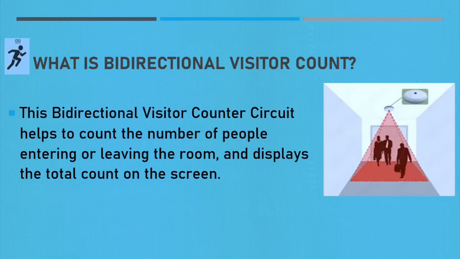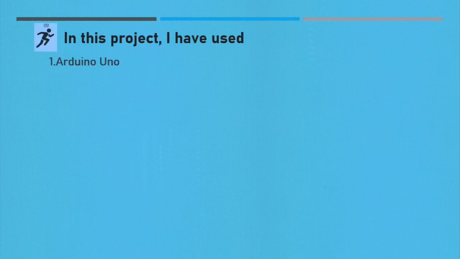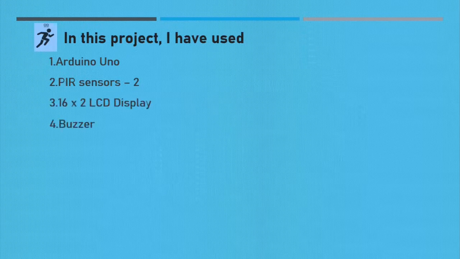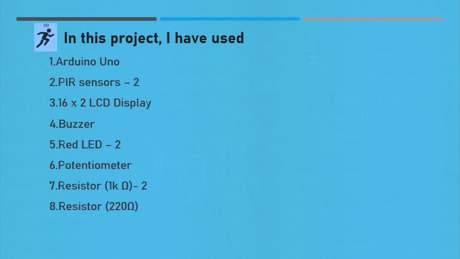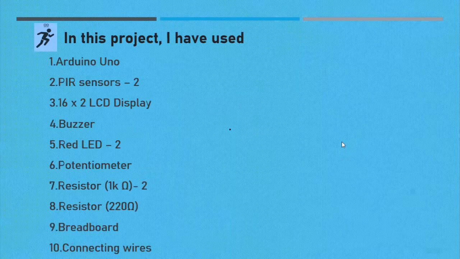For implementation of the project, I have some requirements. The first one is the Arduino board, that is Arduino Uno, and PIR sensors. I have used two PIR sensors, a 16x2 LCD display, a buzzer, two red LEDs, a potentiometer, a resistor of 1 kilo ohm and a resistor of 220 ohm, and a breadboard with connecting wires. These are the requirements I have used for the implementation. All this I have explained in the previous video, that is in my project 1.